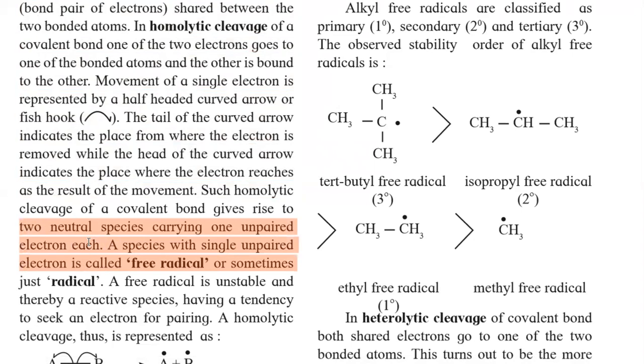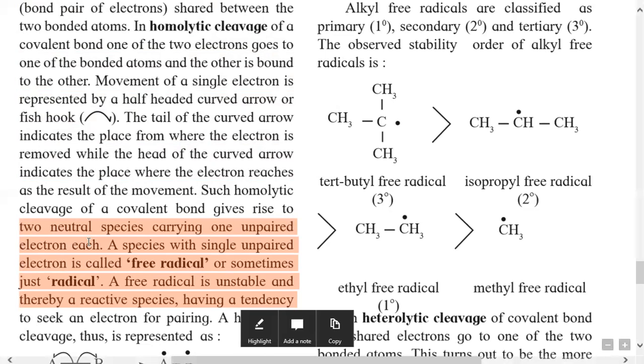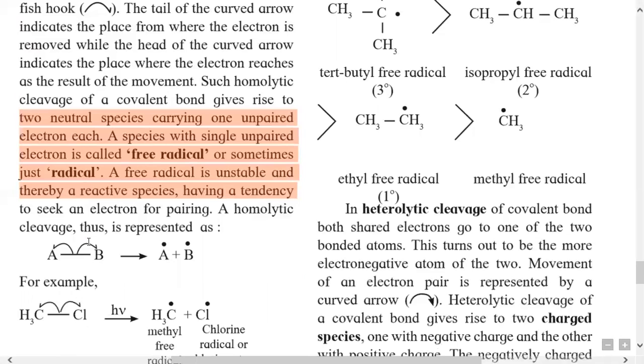Unpaired means a single electron. So a species with a single unpaired electron is called a free radical, sometimes just called a radical. A free radical is unstable, and thereby a reactive species, having the tendency to seek an electron for pairing. The homolytic cleavage is represented as I had explained with the example of the hydrogen molecule, and similarly the chlorine molecule.